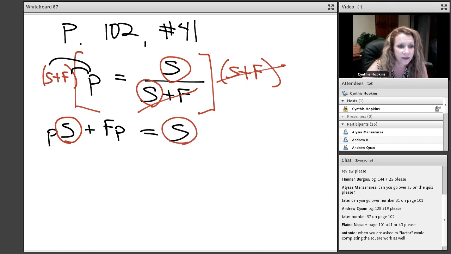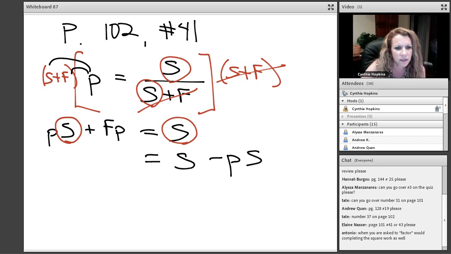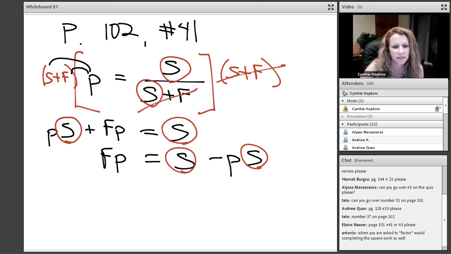I think if you're not circling the variable you're trying to solve for, you're going to get so lost in this problem because there are variables all over the place. So I'm circling my S's. I still have two terms that have an S in them. I need those to be on the same side. Since this S is already here, I'm going to subtract PS, and on the left side, I already have my FP, and that's going to stay there.